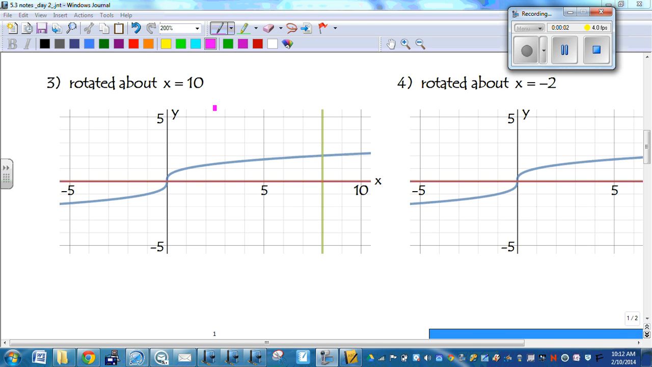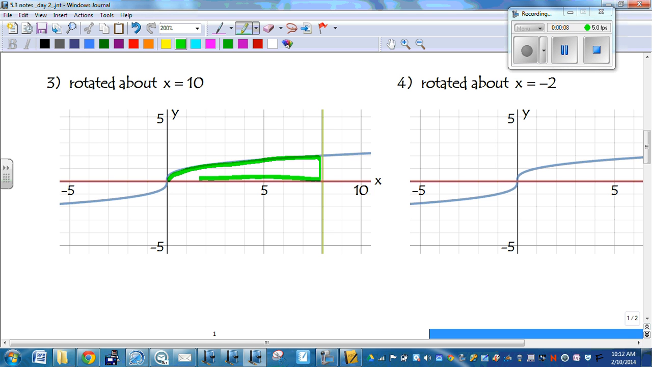But we're taking this region and we're rotating it around a vertical line this time. All right, so we're rotating this around the line x equals 10. Which is going to change the way we set things up, because the directions still told us to do this, finding the volume using shells.